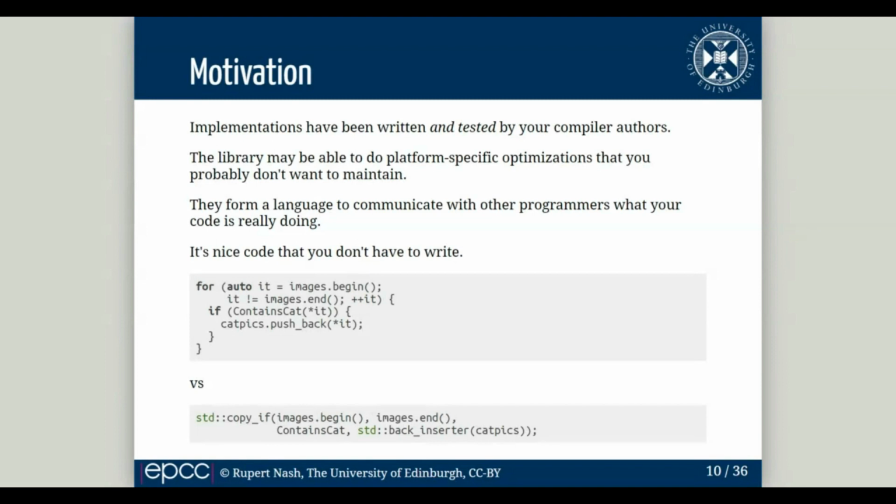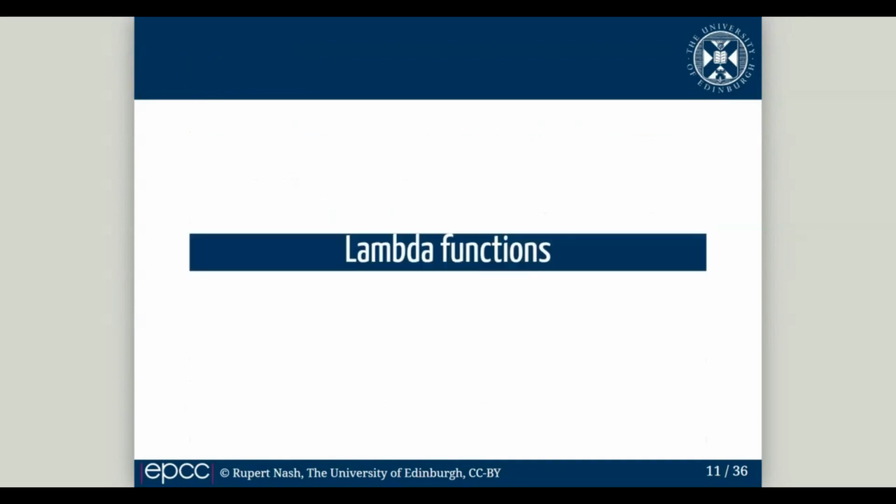The return from contains a cat, an image, and it's inserting back into the cat pics each time. But the code is much more readable at the bottom. It very clearly states your intent to the reader, what you're trying to do here, whereas the piece of code above will take a minute to really understand what's happening and going on.